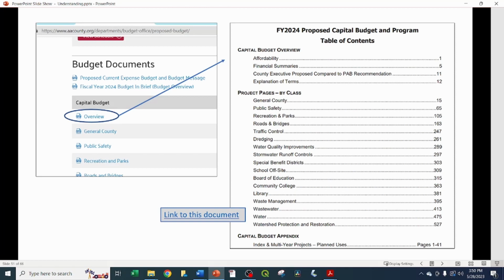This shows the table of contents page of the overview for the capital budget and capital program. Each of the project classes and the overall appendix is published on the website as a separate PDF document.